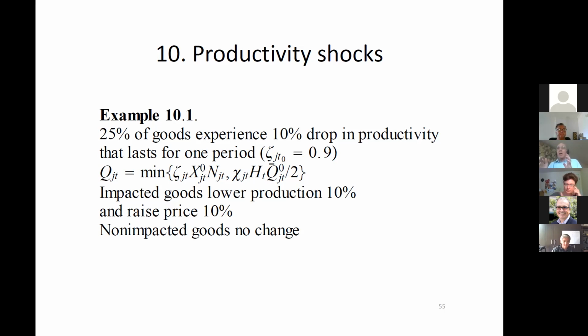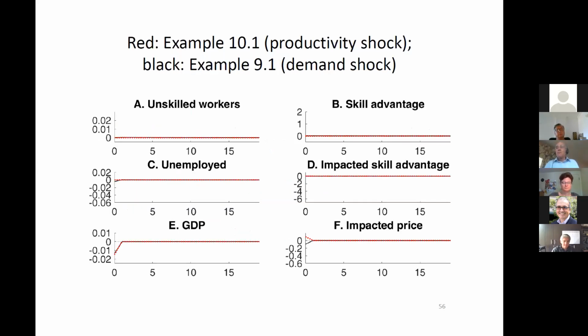So what does an enterprise that's suddenly less able to produce stuff do? Well, they have to cut back production. They're forced basically to cut back production by 10% because that's what they can't produce. They can only produce 90% of what they used to. They're going to charge the profit-maximizing price as a consequence. Well, if we produce less, we can raise the price. We'll raise the price by 10%. And again, for this example, the non-impacted goods, there's no change.